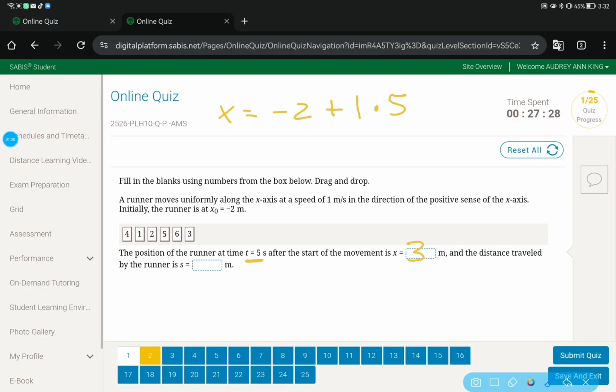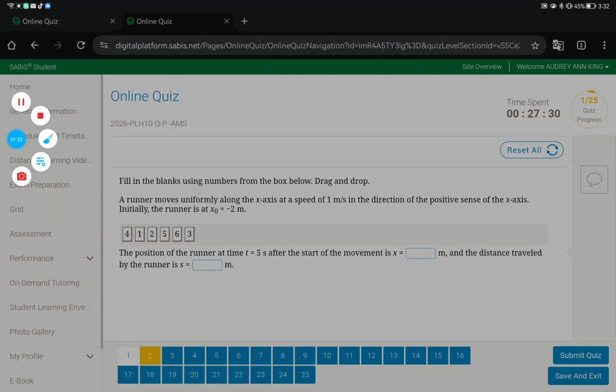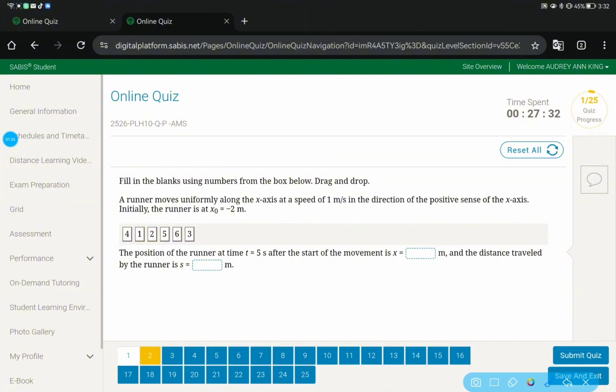And then for the second one, we just clear that. Again, use the same formula, but now since we have this one, which is 3, we can do 3 equals the initial position, which is negative 2, plus velocity, which is 1, times t, which we need to find. So this is obviously just going to be t. So you take this to the other side, and it's going to be 5.